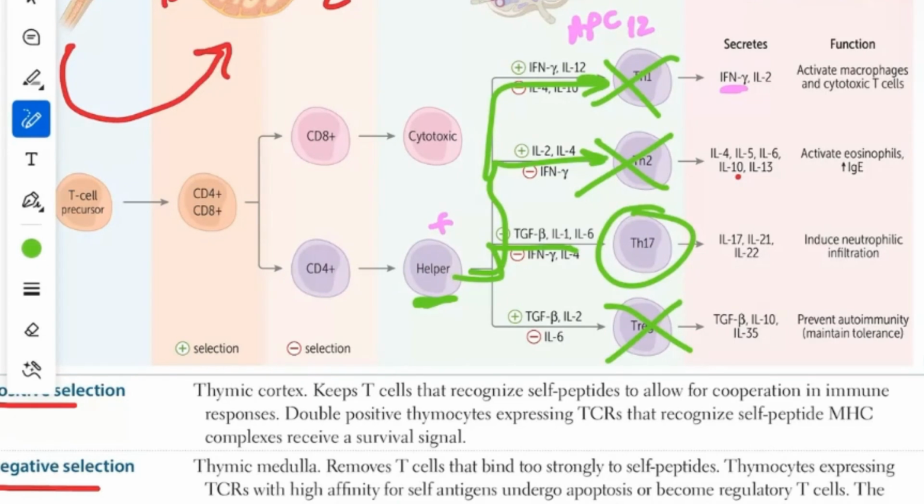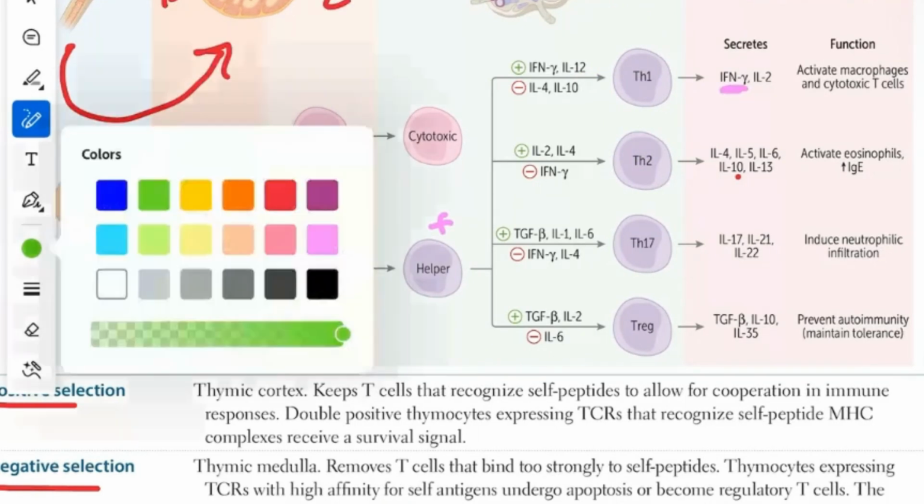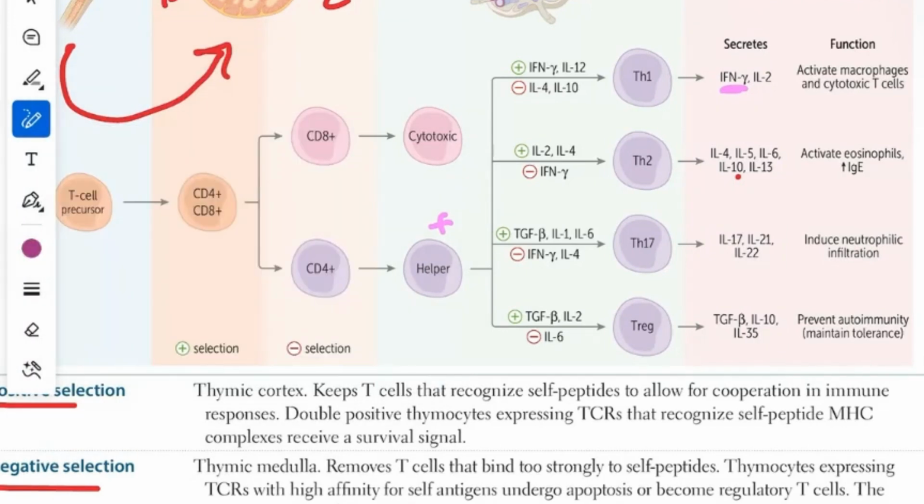So like we said, if it's TB, that is, the patient inhales TB, the macrophage picks up the TB antigen and presents it to your CD4 helper T cell. If it's TB, then it will definitely go up here.